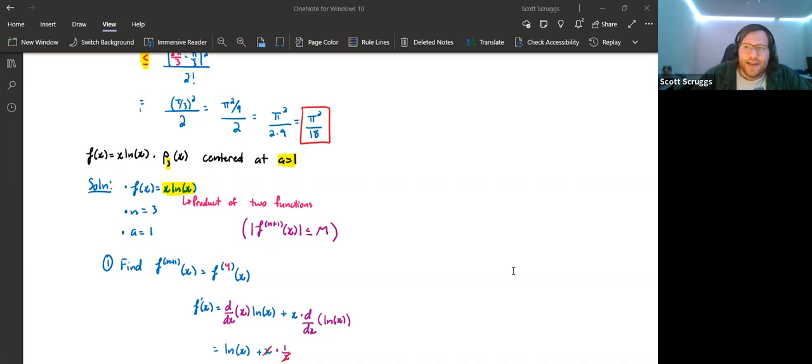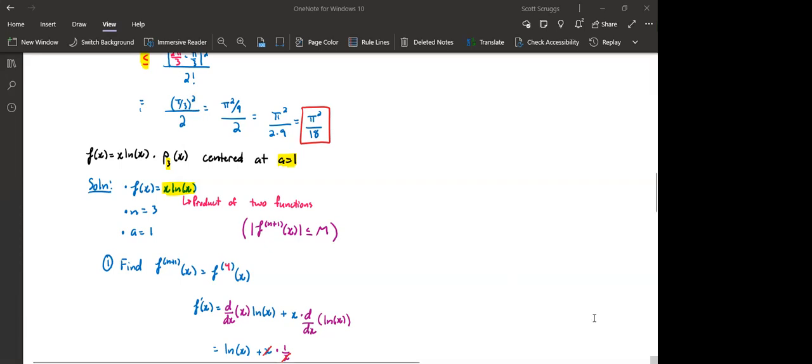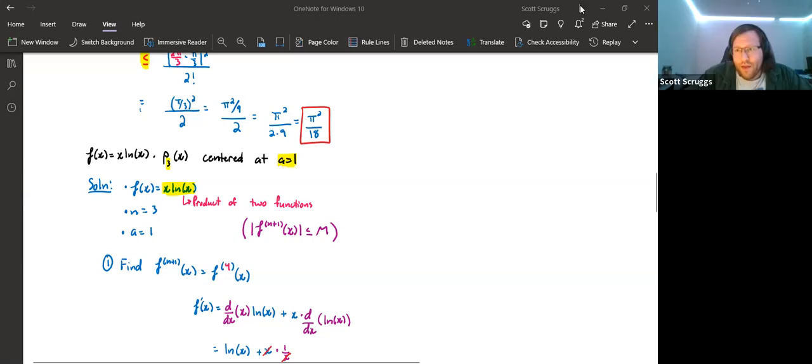And so that's why I know I need to take the fourth derivative of the function, because since n is 3, adding 1 to that means I need to take the fourth derivative. So that's how I know that.